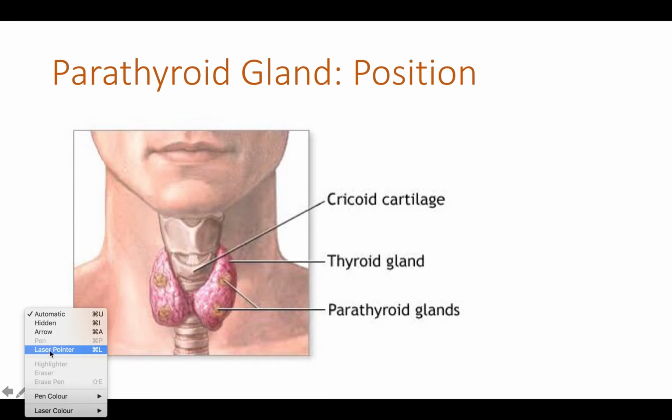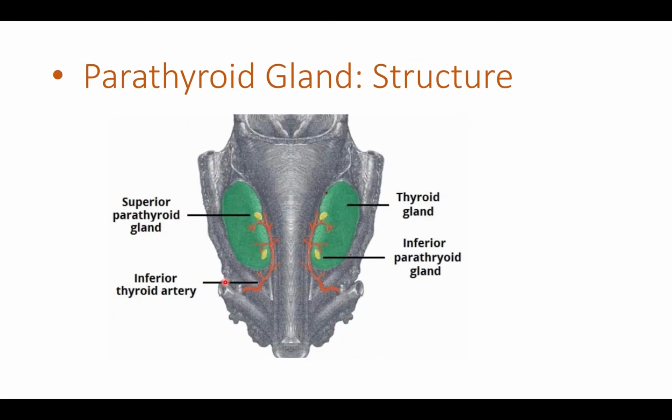Each gland is a yellowish brown flat ovoid that resembles a lentil seed. They are usually about 6 mm long and 3-4 mm wide. There are typically 4 parathyroid glands. The two parathyroid glands on each side which are positioned higher are called superior parathyroid glands, while the lower two are called inferior parathyroid glands.